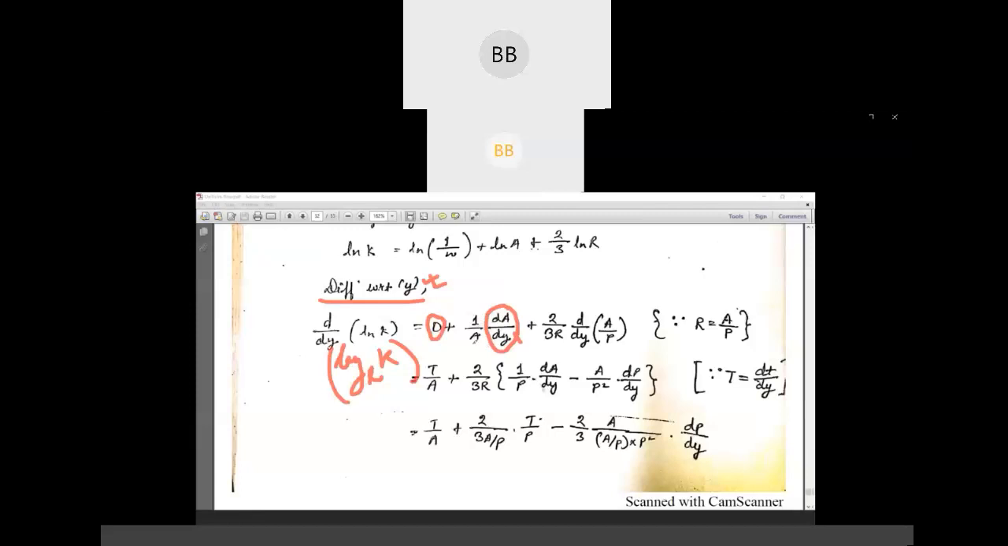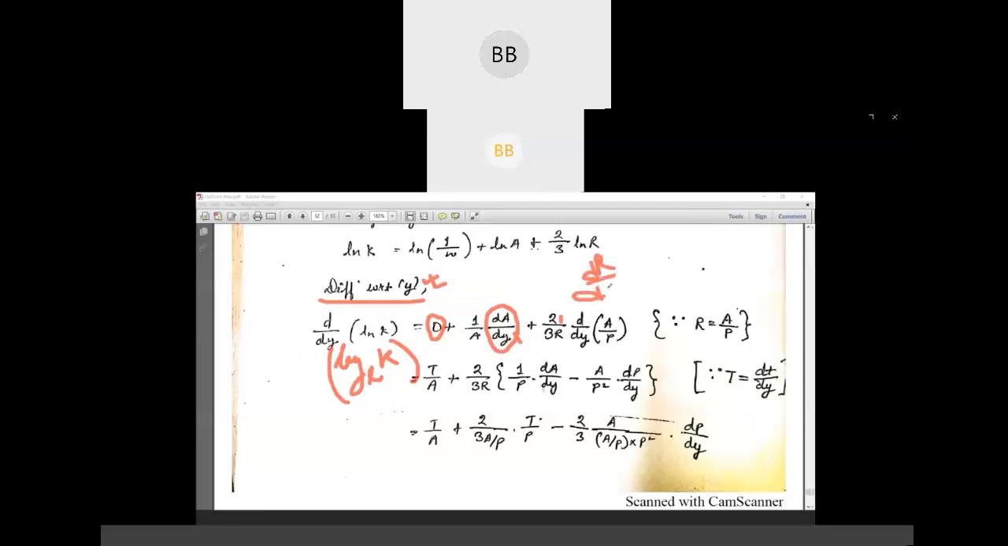So for log A, if you differentiate it will be 1 by A, and as A is a function of y, we have to differentiate area with respect to y, so dA by dy. Then next we have 2 by 3 ln of R, or you can say log e of R, so it will be 1 by R. Again R is a function of y, so you can directly write dR by dy.